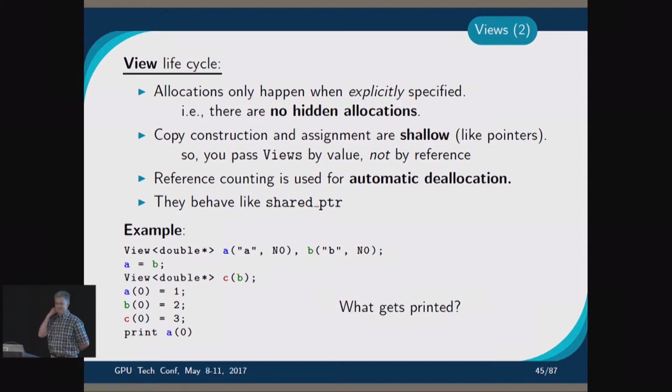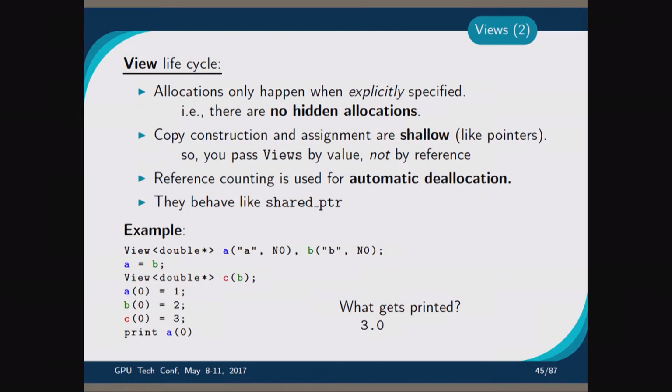What gets printed? All right, I heard some 3s, so we got at least some people who are familiar with aliasing and shared semantics. So yes, because what happened, we allocated 2 arrays.